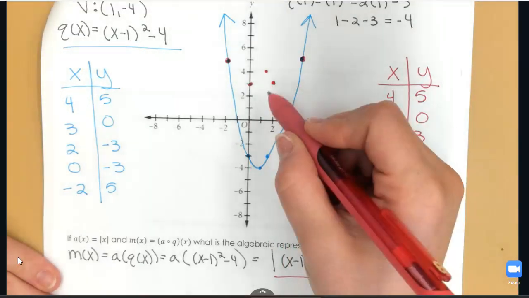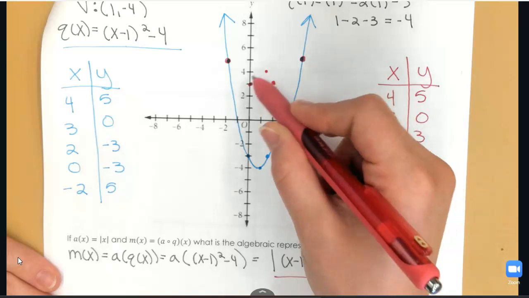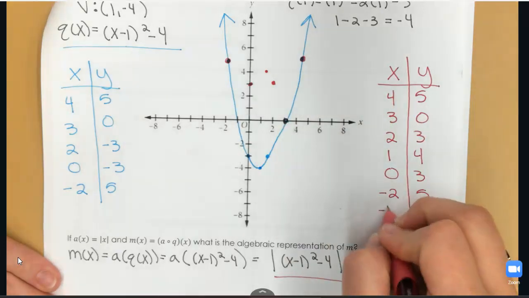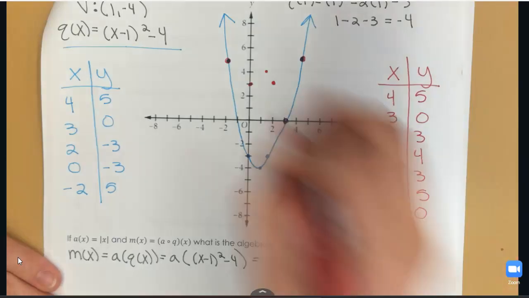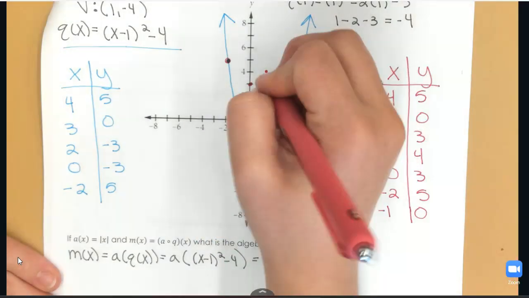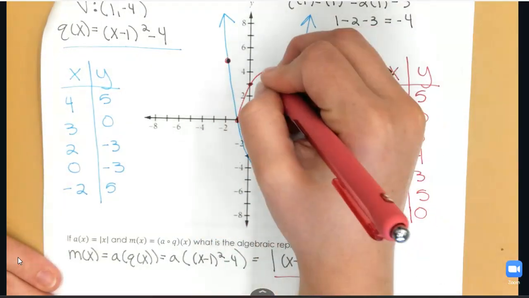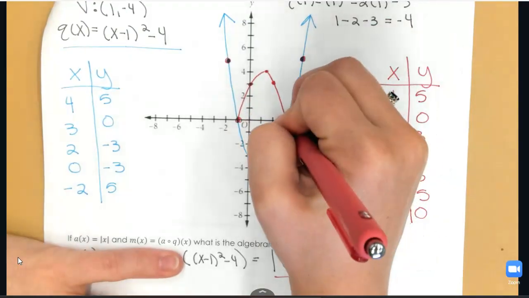It's not totally lining up with the blue, and I need to figure out truly what's happening here. So I'm going to go ahead and plug in negative 1. Negative 1 minus 1 is negative 2. Negative 2 squared is 4. 4 minus 4 is 0. The absolute value of 0 is 0. So now I also have a point here. So this is my composed graph.